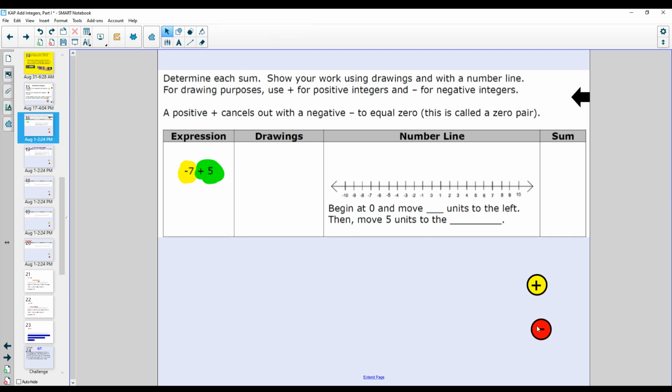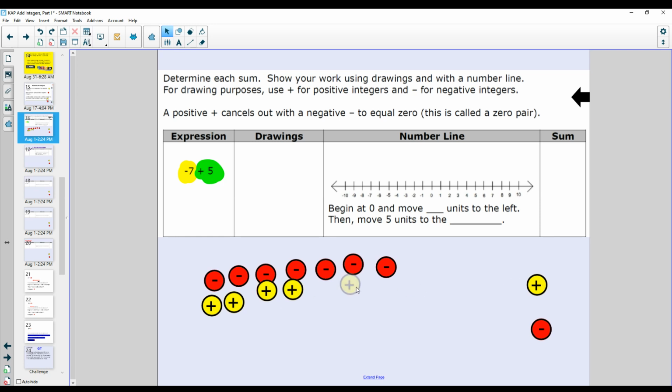So the first way I could do it is I take out 7 negatives. 1, 2, 3, 4, 5, 6, 7. The second one is take out 5 positives. 1, 2, 3, 4, 5.